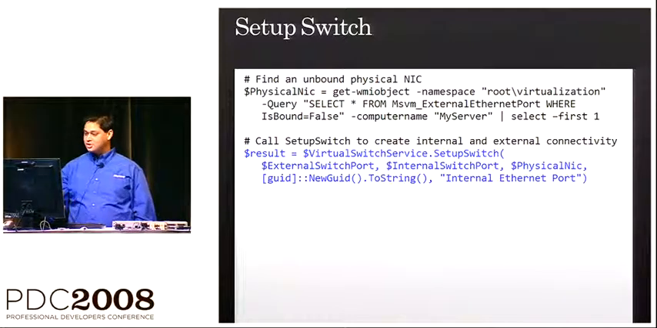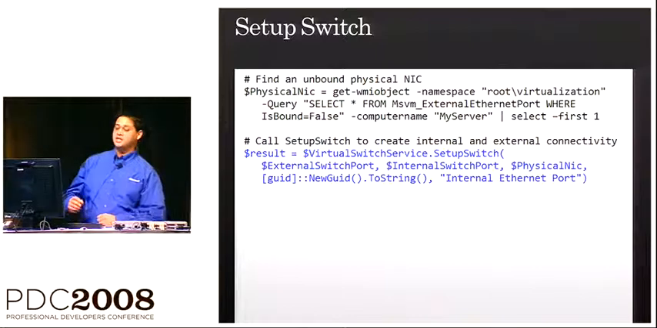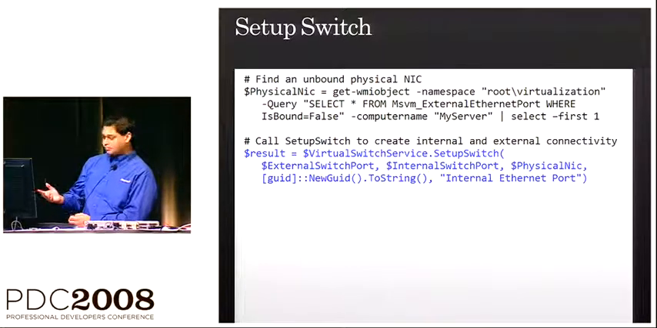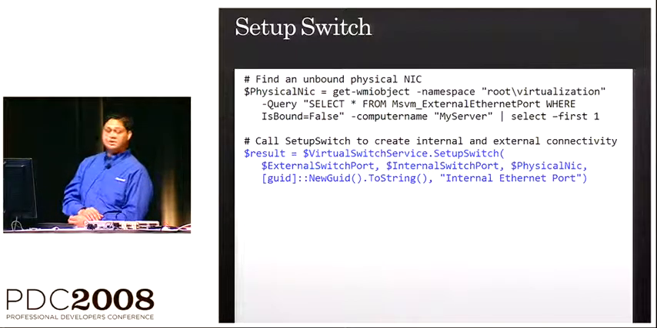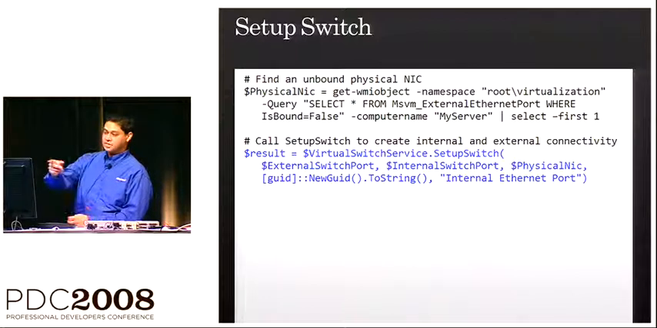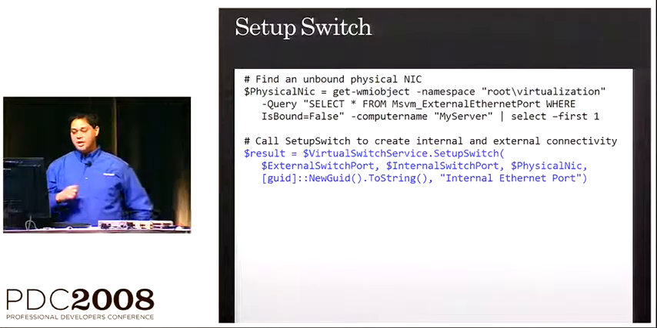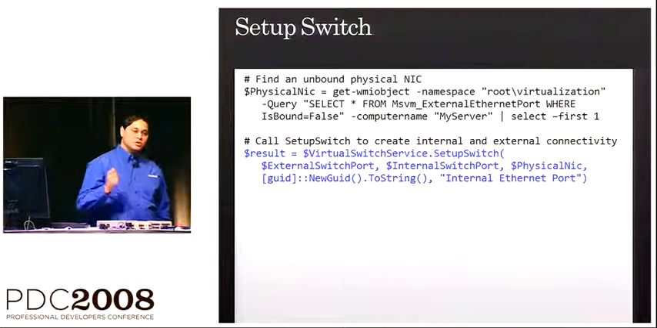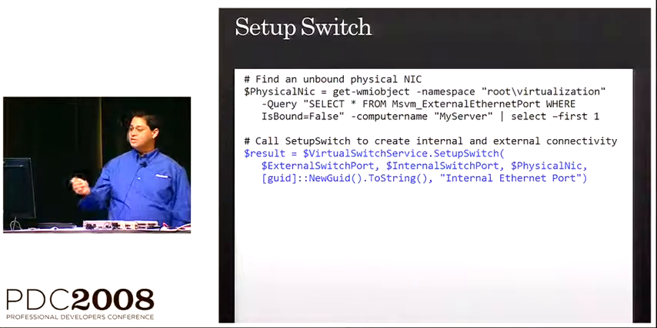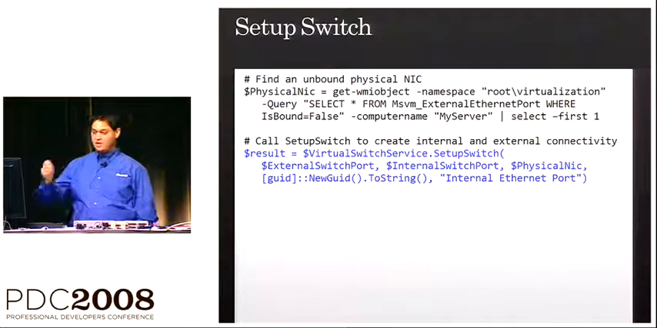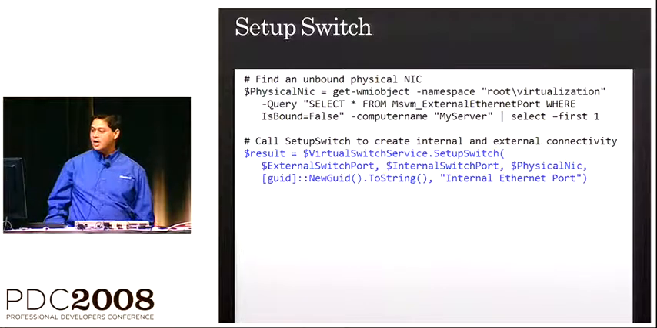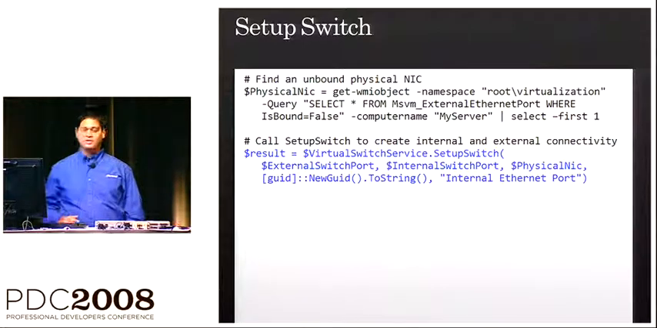In SetupSwitch, you can see there are a lot of things that we end up passing in here. First, we pass in the external switch port, which we had created before. We pass in the internal switch port and a reference to the physical NIC itself, which we just got above. Next, we pass in a GUID. This GUID uniquely identifies the internal NIC, or the internal Ethernet port, that we have to create in order to make the connection to the parent partition, as well as the friendly name for that internal Ethernet port.